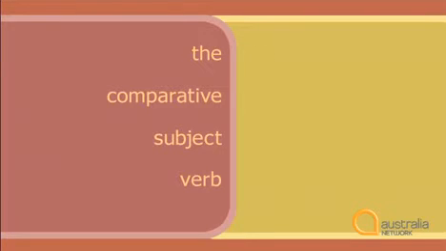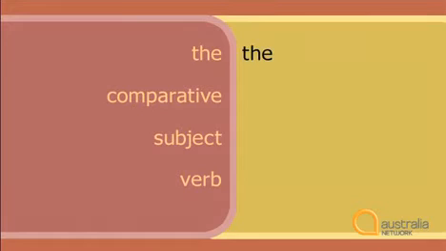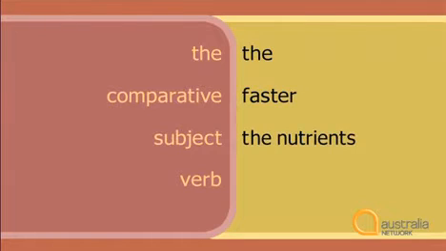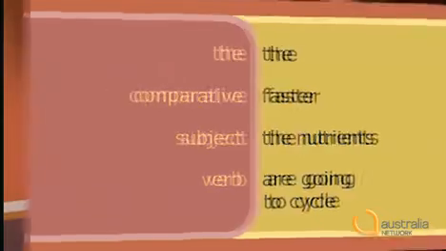Tracy said, the quicker this mulch is going to decompose. Then, using exactly the same grammatical structure, she added the complementary statement. The faster the nutrients are going to cycle. Notice the symmetry of these statements. It makes it easier to remember and apply.